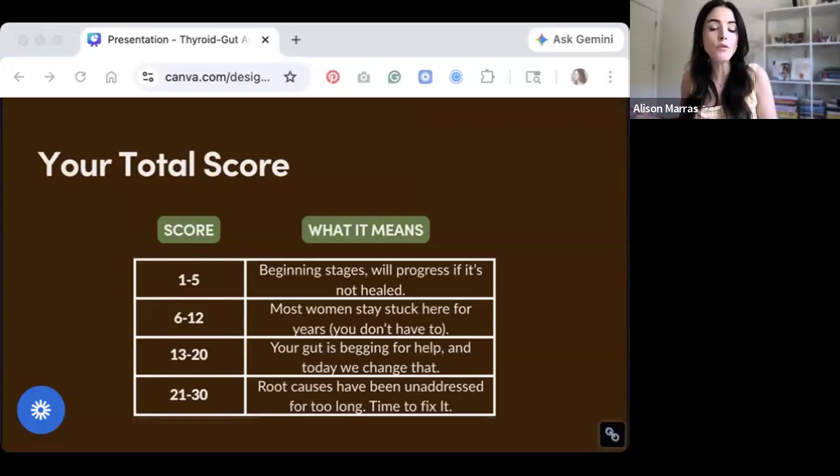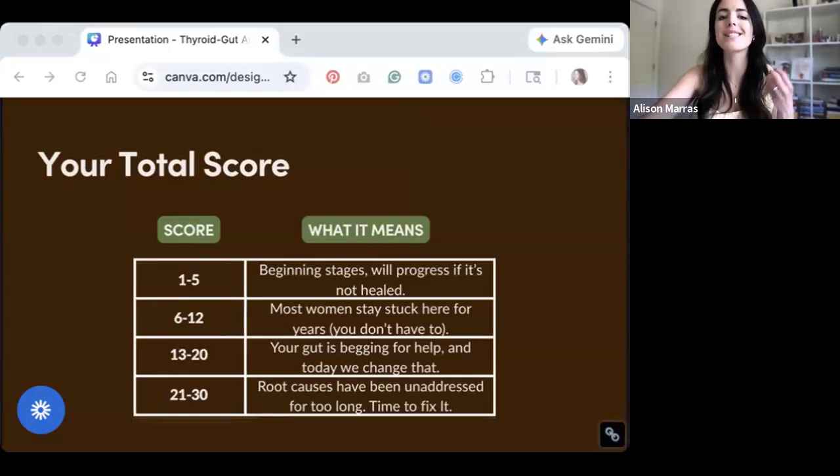Then from 6 to 12, which I think we saw some 11s and 12s possibly. I think I saw at the low end. Yeah. This is where a lot of people will stay stuck for years, but you don't have to. 13 to 20, I think this is where a lot of people fell in. Your gut is begging for help. And today we're going to change that. Okay. And then if you were 21 to 30, it's just black and white: root causes have been unaddressed for too long and it's time to fix it.